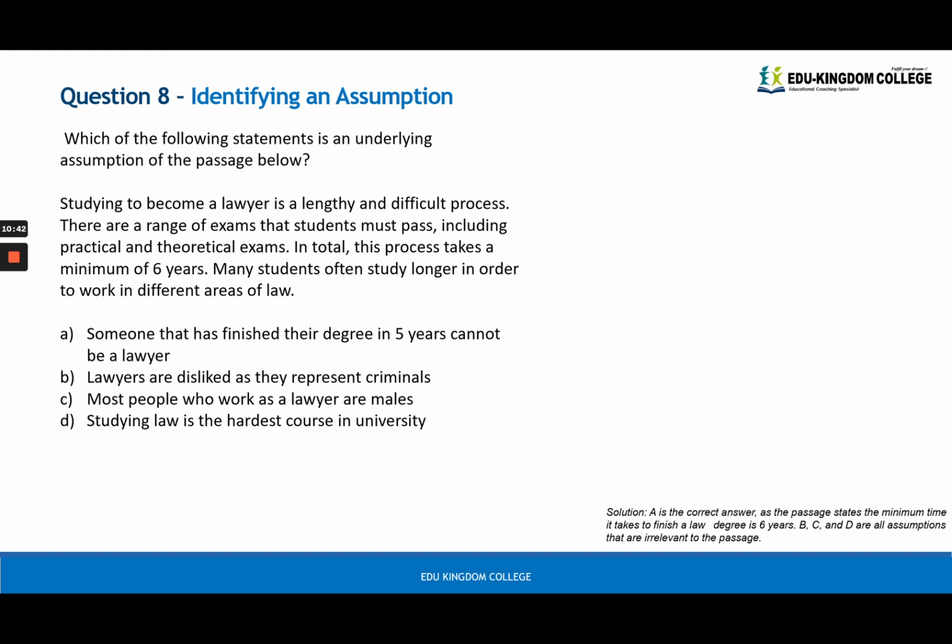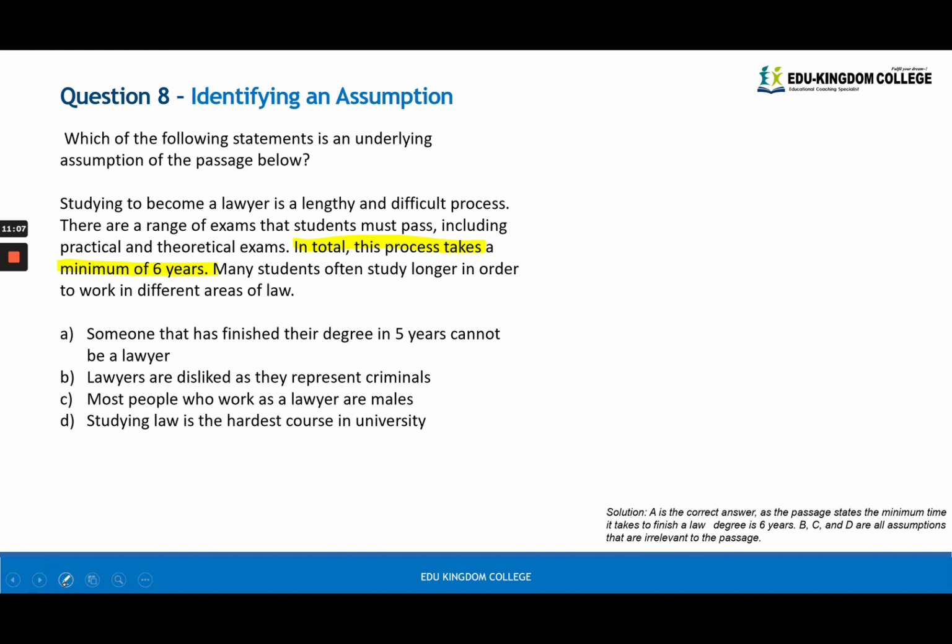Number 8. So we know that studying to become a lawyer is a lengthy and difficult process. Let's use our highlighter. Okay. And it says that in total, the process takes a minimum of 6 years. So that is like the majority of the facts that are stated in this passage. The other ones are quite subjective.